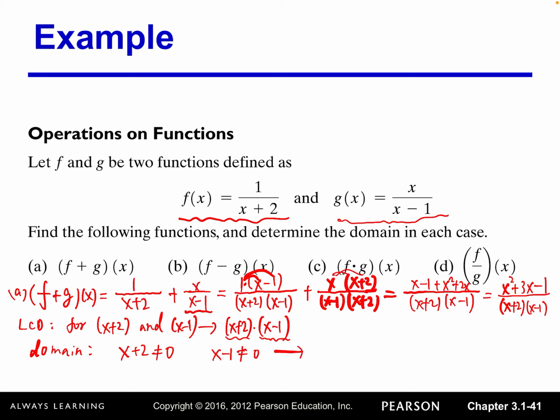Okay, so we summarize by writing in set notation: the independent variable x, and then a bar separating the variable name and a condition. So x cannot equal -2, solving this restriction, and x cannot equal +1, solving from that restriction. Okay, that completes part A, finding the sum of functions f of x and g of x.